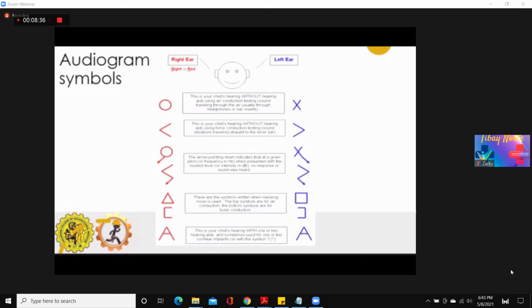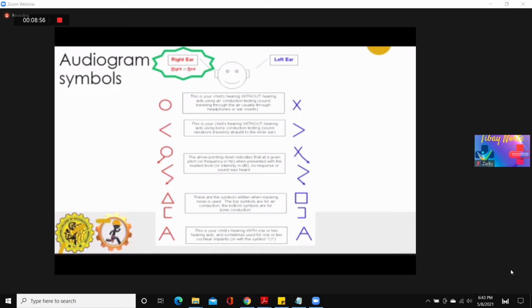Now let's get more technical. Please take a picture or screenshot. As a code, just to remember, R is for red, is for right. So please repeat. R is for red, is for right.